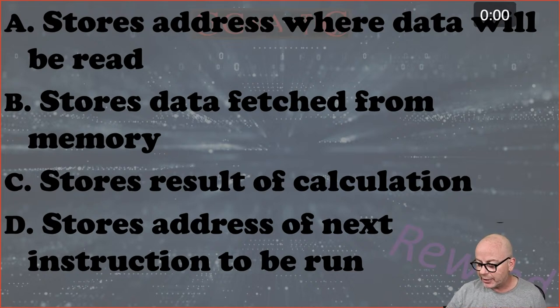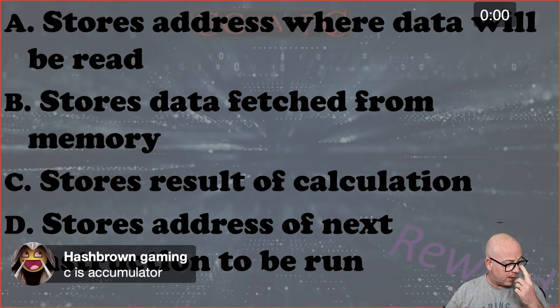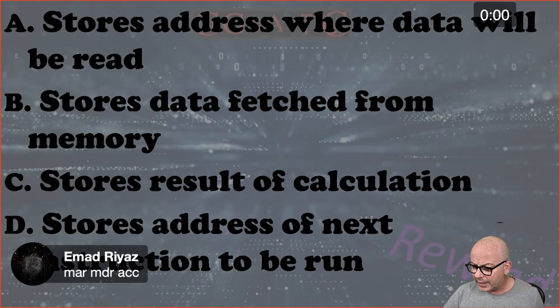Seize the accumulator, hash brown, welcome. Okay, we've got quite a few in here now. So seize the accumulator, store the result. Yes, it is. Any ideas? And hash brown, you've done the clever thing, which is pick the one that you can definitely get and then work from there. We've got Emad. Hi, Emad, how are you doing?